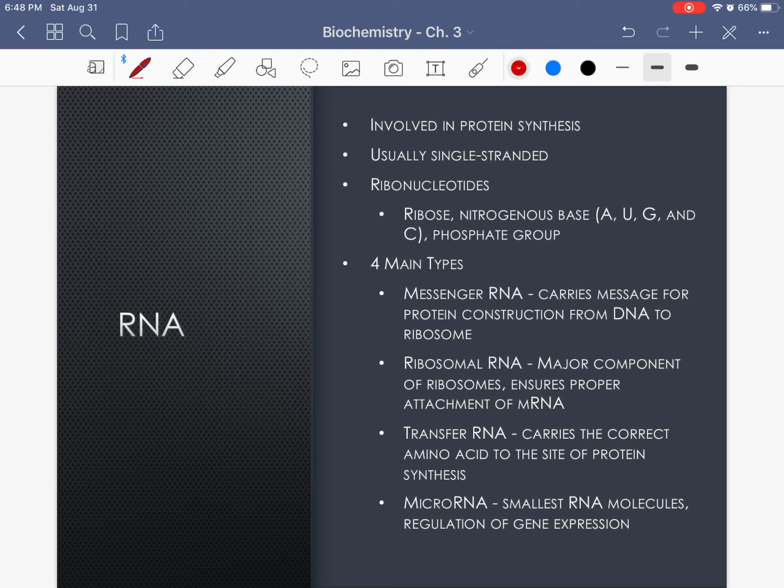RNA is usually involved in protein synthesis. It is single-stranded, so it's going to just have the one side. The nucleotides for RNA are very similar. It's going to have a phosphate. It has a 5-carbon sugar, a different 5-carbon sugar than DNA, and then it has a nitrogenous base. So this sugar right here is ribose sugar.